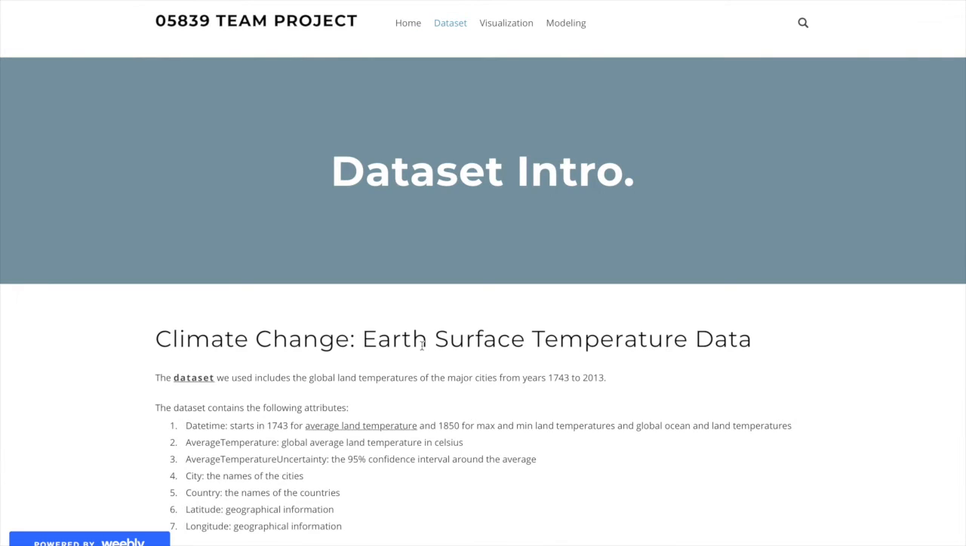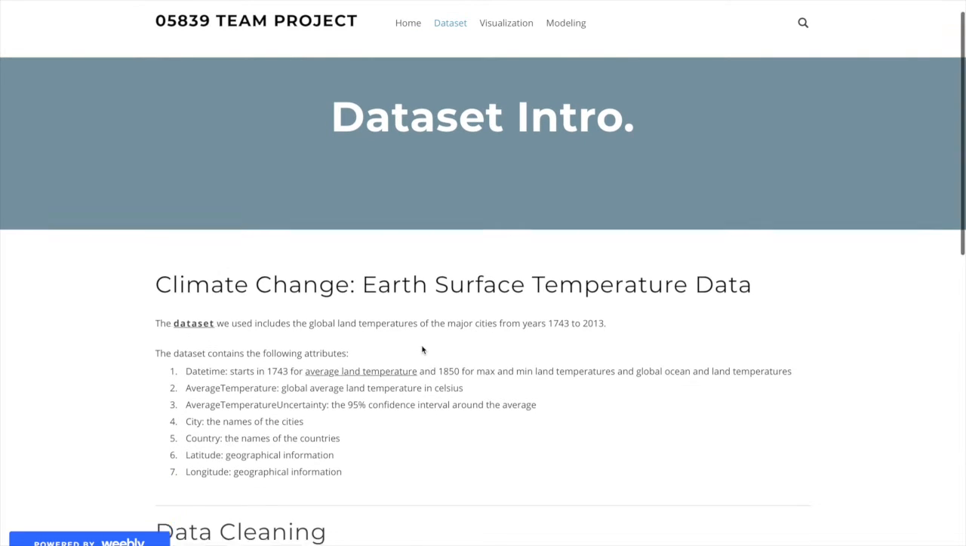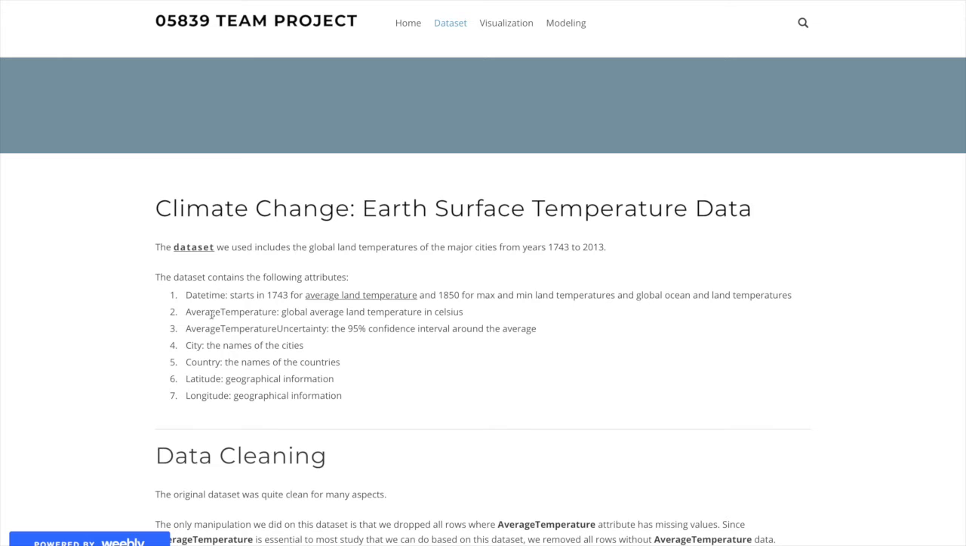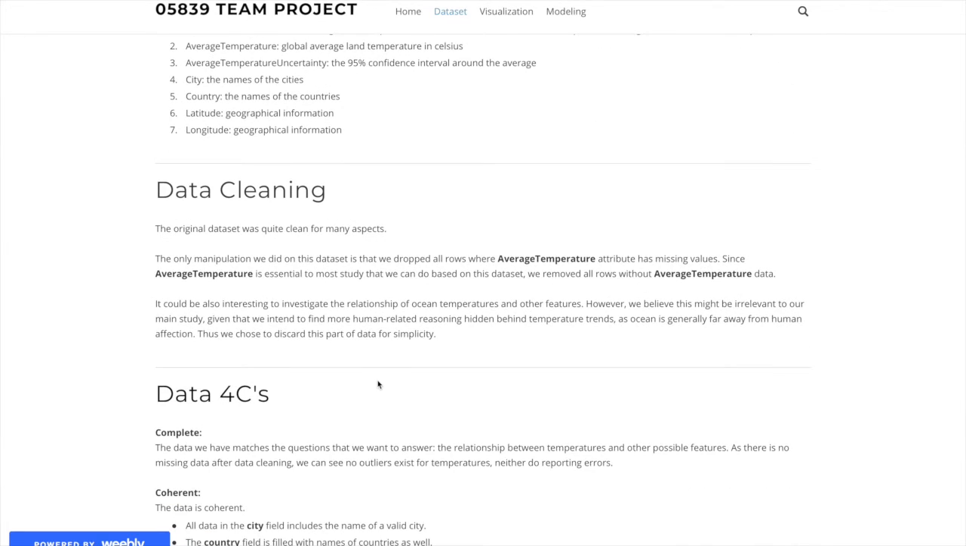Okay, so let's go to the dataset section. In the dataset we have the following attributes: date time, average temperature, uncertainty, city, country, latitude, and longitude. The data cleaning that we did was not too much. The data was pretty clean. As average temperature is the most important part of the data set, we dropped the rows that have no value for average temperature.